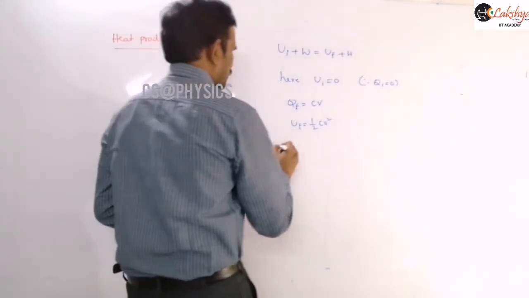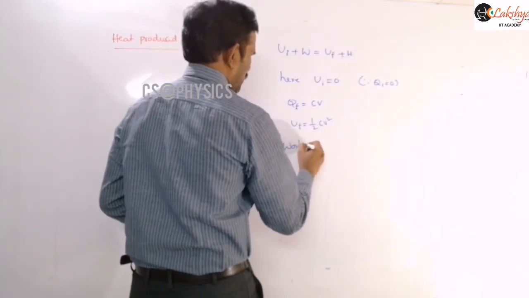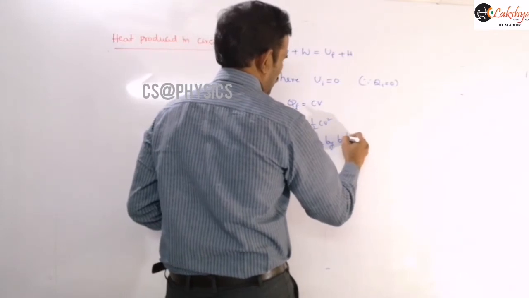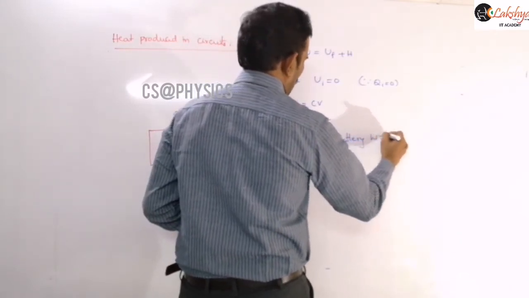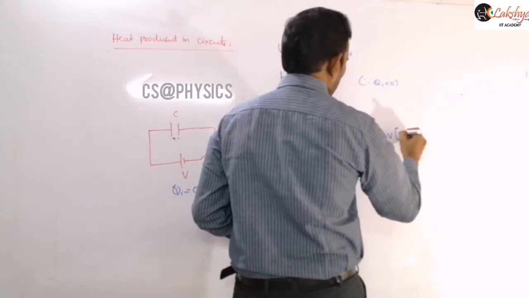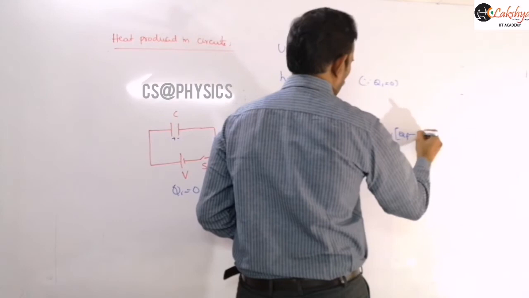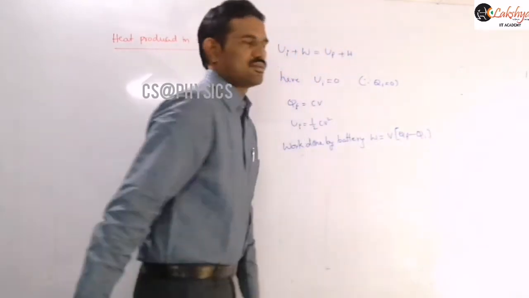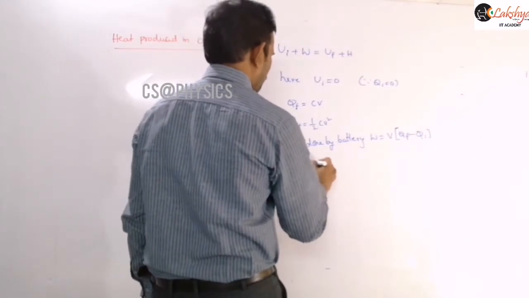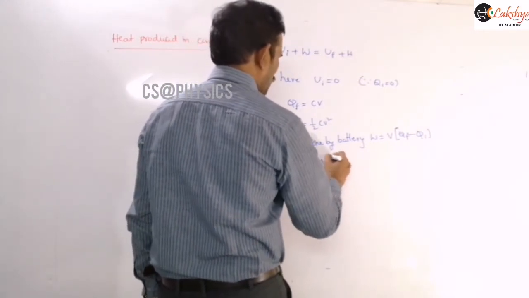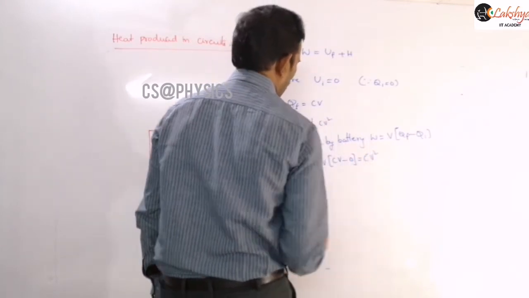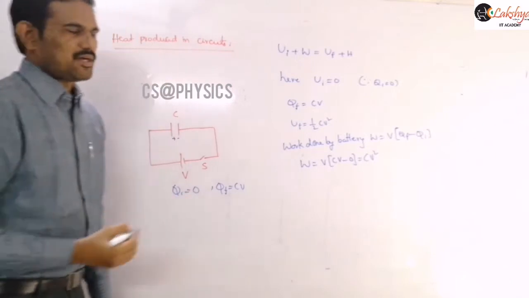And now the work done by the battery. According to our formula, the work done by the battery is nothing but V into the final minus initial charge, Q final minus Q initial, right? And therefore this value we can write as V into Q final, which is CV, minus 0. So that is CV square. So CV square is the work done by the battery here.